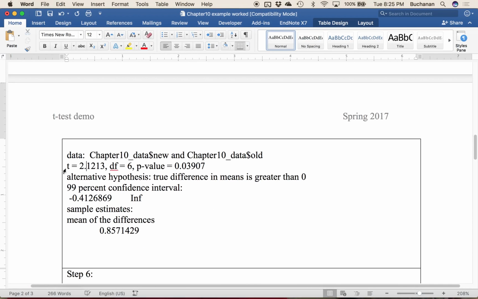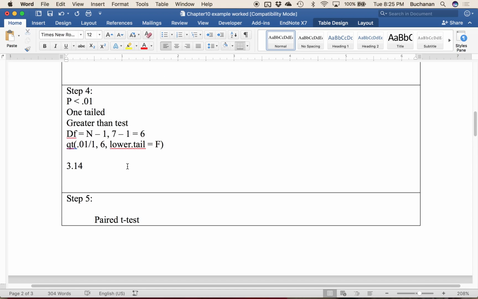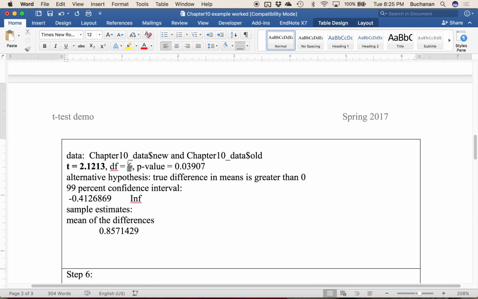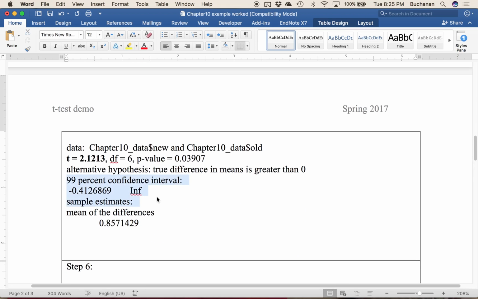So I got t equals 2.12, which is the main goal here. But that allows me to check my degrees of freedom, which is 6. Okay. It gave me a one-tailed confidence interval, which is not really what I want, but I do see that my mean difference score is correct too. It tells me the difference in means is greater than 0, so that actually matches my research hypothesis.